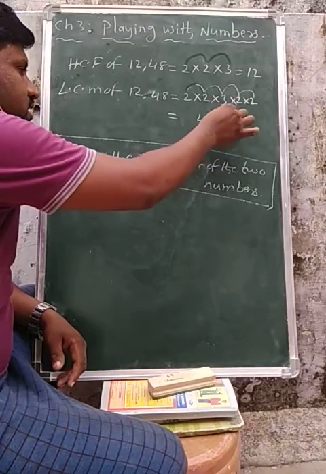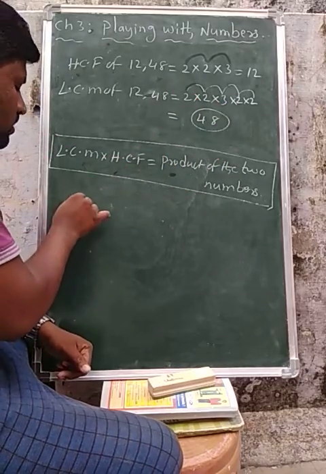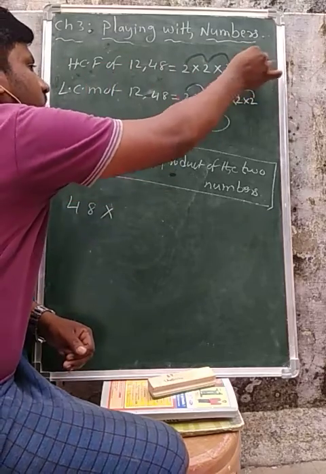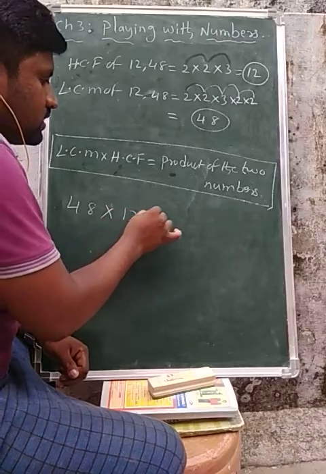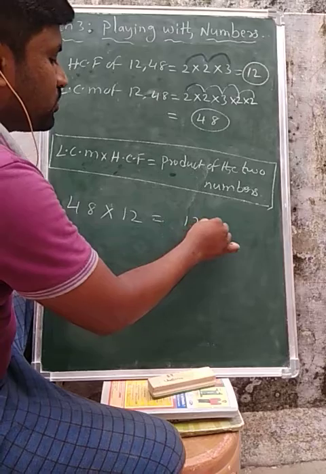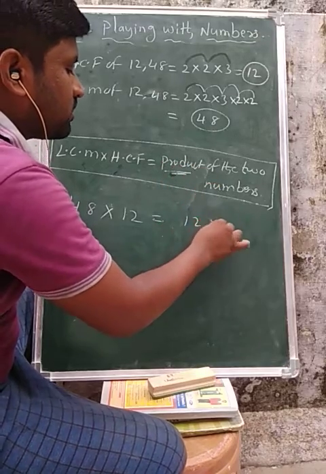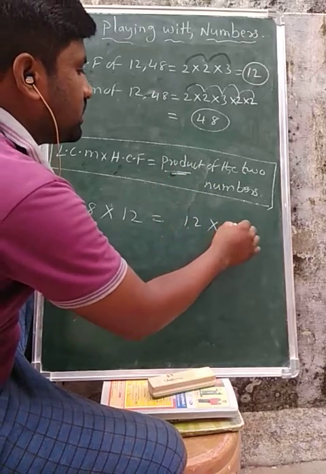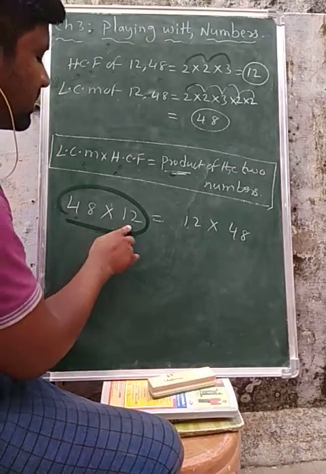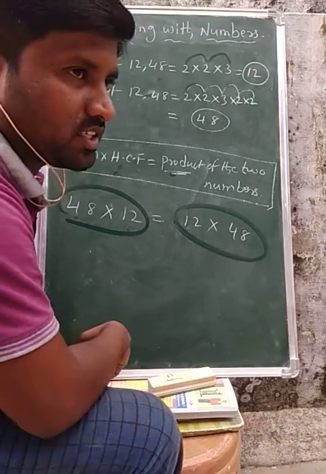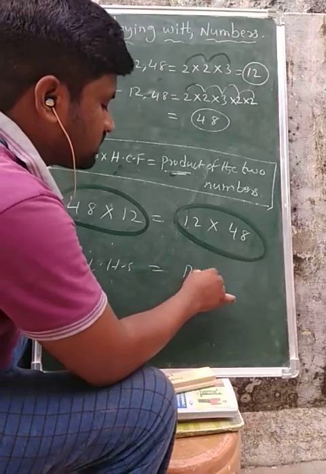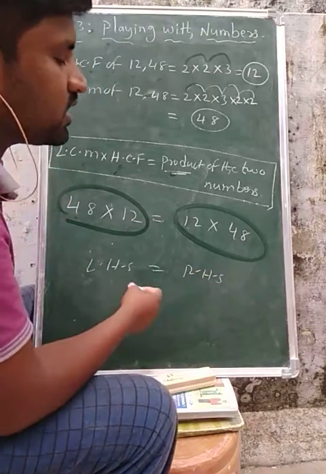LCM means we get the LCM, what number? That is 48. 48 into HCF, highest common factor, what number? That is 12, is equal to, what are the two numbers? The two numbers are 12 and 48, the product is nothing but multiplication, 12 into 48. So clearly both are the same numbers now, 48 into 12, 12 into 48. So LHS is equal to RHS. Okay, so this is the relation.